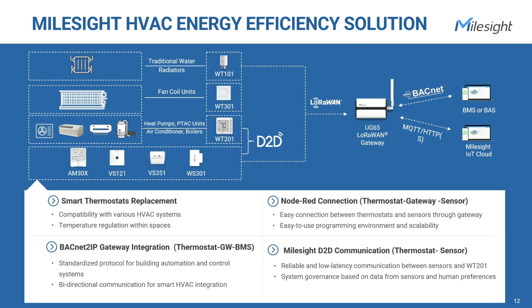And a stable and easy connection will be built up among thermostats, sensors, and Milesight LoRaWAN gateways. And the last approach is based on the Milesight D2D without a LoRaWAN gateway involved, which means reliable and low latency communication. The smart HVAC system receives data from a variety of smart sensors, including temperature and humidity sensors, window and door status detectors, and people counting sensors.